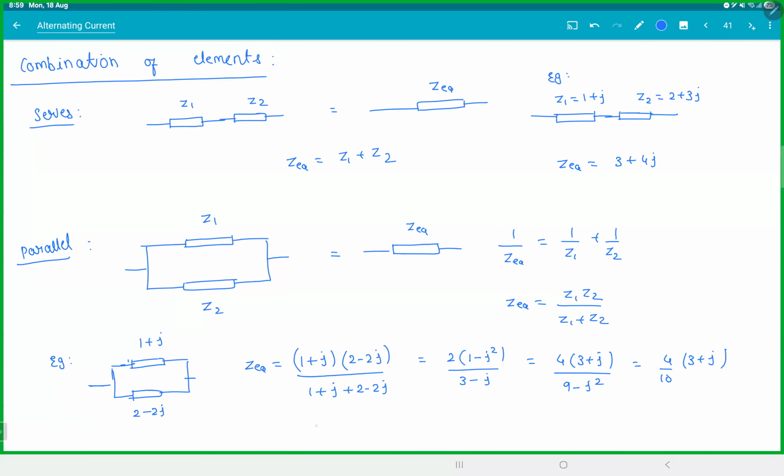What will be the magnitude? If you write the phasor form of Z equivalent, that is 4 by 10 root 10. So that's 4 by root 10. And the phase angle is phi, where tan phi is 1 by 3. Clear with this? Regular complex numbers: once you get the final complex number, you can put it in a phasor form.